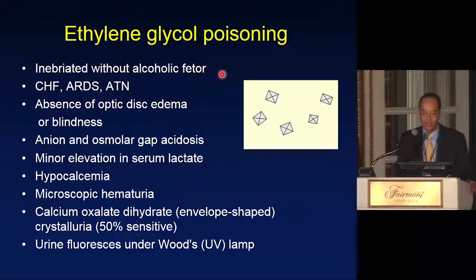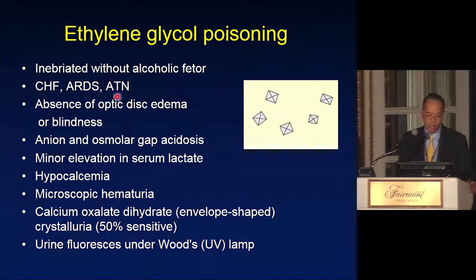The first is ethylene glycol poisoning, very common in this part of the world. Patients that present with this can appear inebriated, so they appear drunk, but they don't have the smell of alcohol on their breath. This is in contradistinction to ethanol or methanol, which actually smell alcoholic. Ethylene glycol is odorless. They can have a number of multi-system manifestations, including heart failure, an ARDS picture, and it can cause renal failure and ATN.